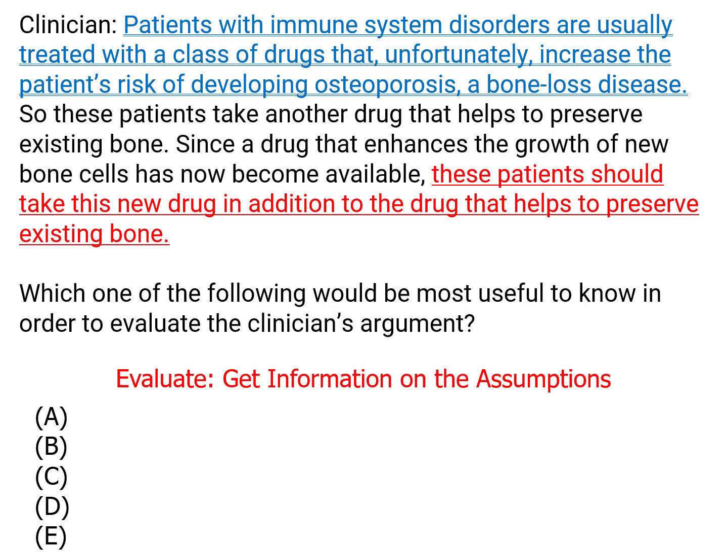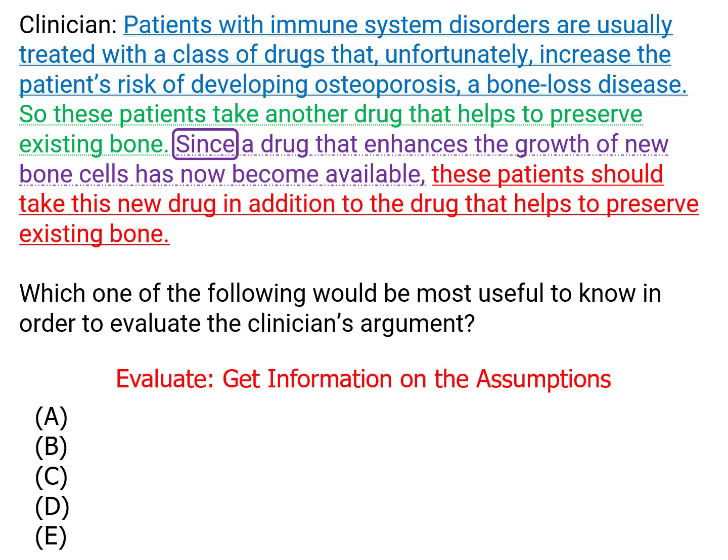And the next sentence is another piece of information about the state of things right now, another piece of setup evidence. These patients take another drug that helps preserve their existing bone, and then our only piece of evidence that's used directly to prove the conclusion, since, an evidence keyword, since a drug that enhances the growth of new bone cells has now become available, they're at risk for bone loss. Right now we have a drug that helps them preserve their bone. This says there's now a drug that enhances the growth of new bone, so they should take this new drug in addition to the drug that helps preserve the existing bone.